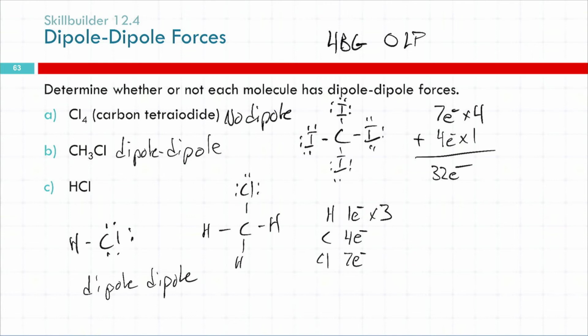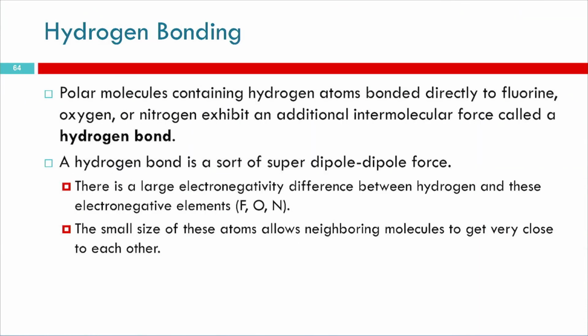So again, you can just check lone pairs on the central atom or not. Polar molecules. Oh, sorry. One last type of bonding, or maybe this isn't the last type of bonding. Polar molecules containing hydrogen atoms bonded directly to fluorine, oxygen, or nitrogen exhibit an additional intermolecular force called a hydrogen bond. The hydrogen bond is a sort of super dipole-dipole force. And it happens when there's a large electronegativity difference between hydrogen and these electronegative elements, fluorine, oxygen, and nitrogen. And it's only for those ones.